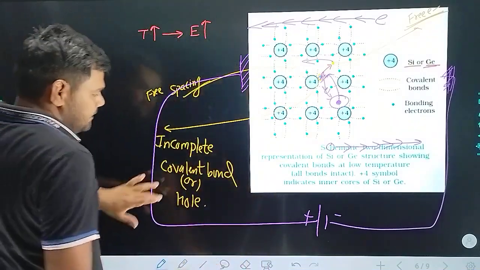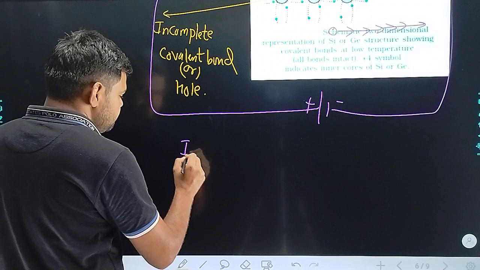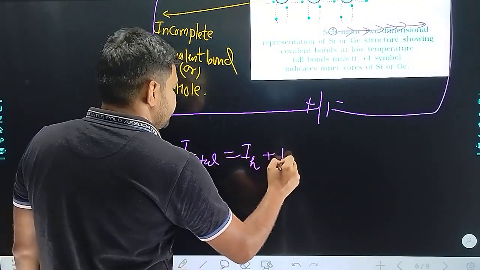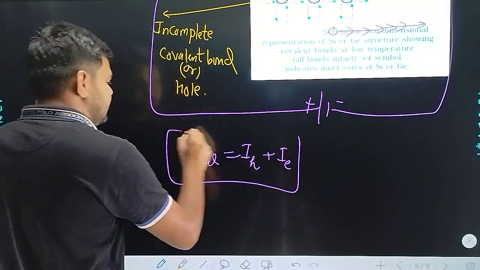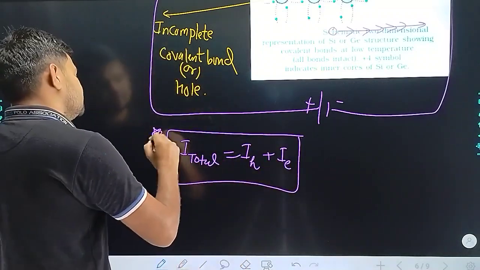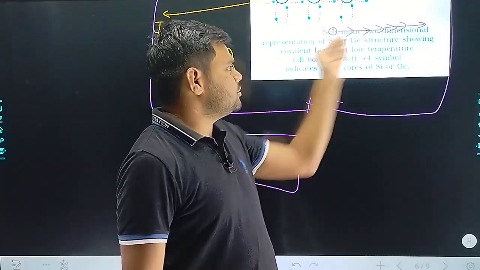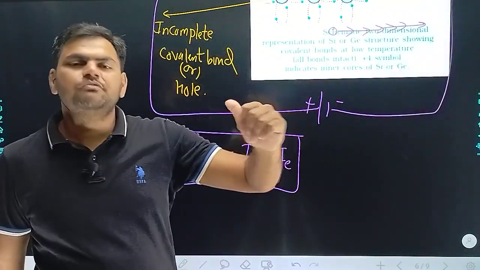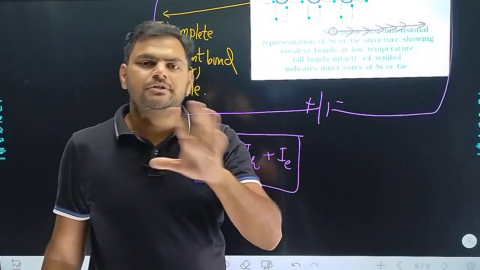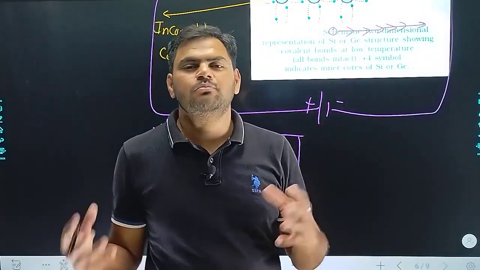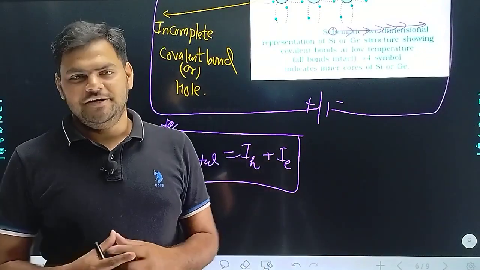So in the semiconductor, what is the total current? The current caused by the holes plus the current caused by the electrons. This is the total current of the semiconductor. Actually, the hole current is positive to negative, but the electrons are moving from negative to positive, yet they also contribute current in the positive to negative direction. So hole current and electron current are both in the same direction.